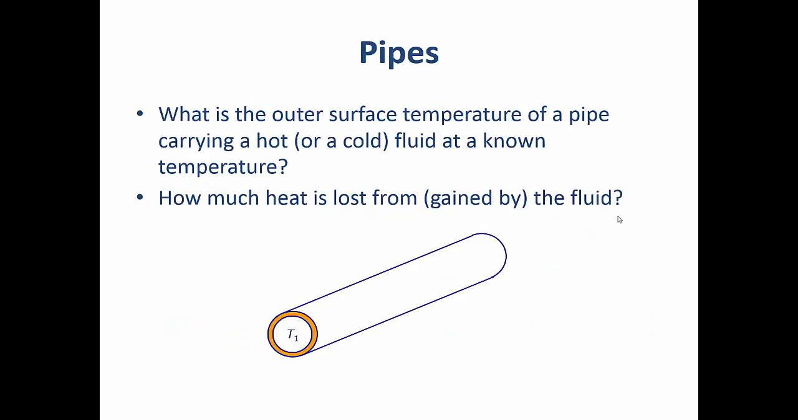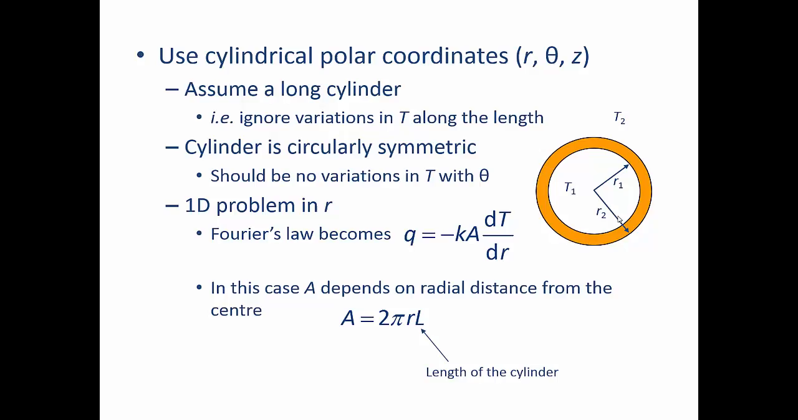I now want to move on to consider the case of heat transfer from a pipe, in other words a cylindrical geometry. So what is the outer surface temperature of a pipe carrying a hot or cold fluid at a known temperature, and correspondingly therefore how much heat can be gained or lost from that fluid? So the interior temperature of this pipe I call T1, and the exterior temperature will be T2. Now if I assume that my pipe is very long, I can get away with ignoring variations of temperature along the length, although obviously in a real system you would need some way of actually maintaining the temperature inside the pipe if heat is being lost from the walls of the pipe.